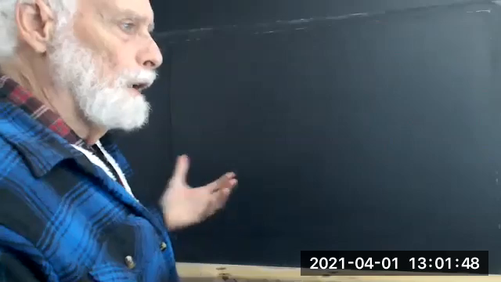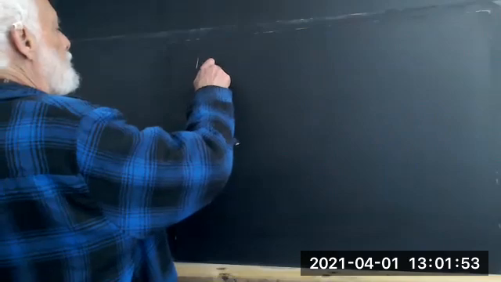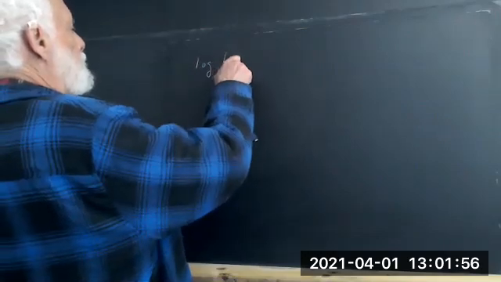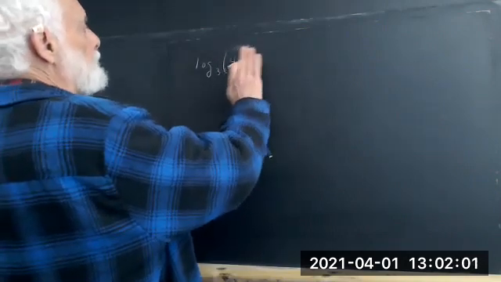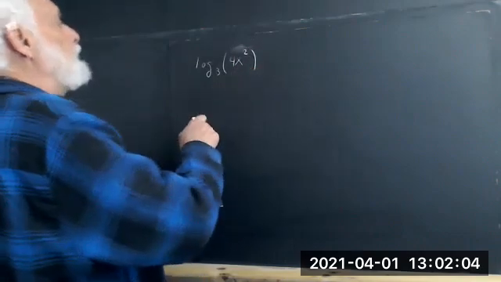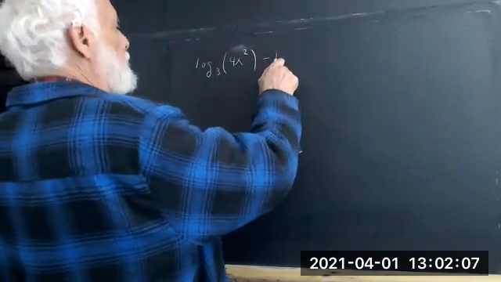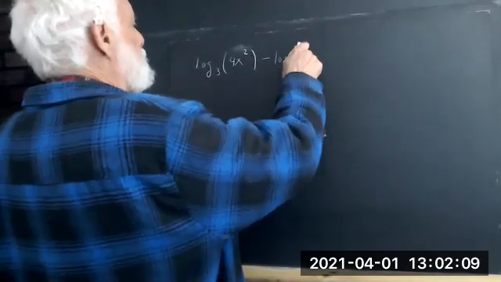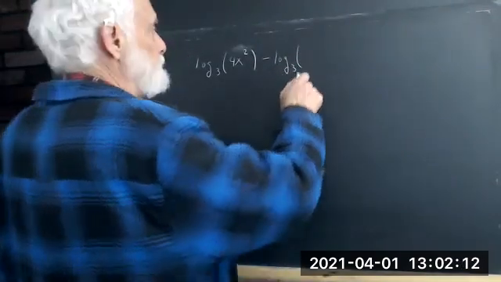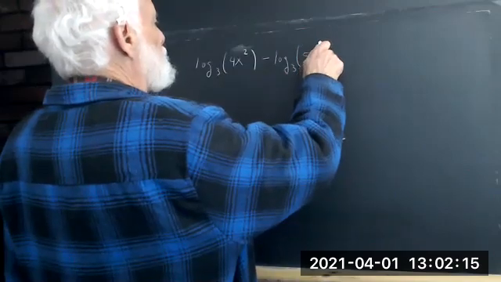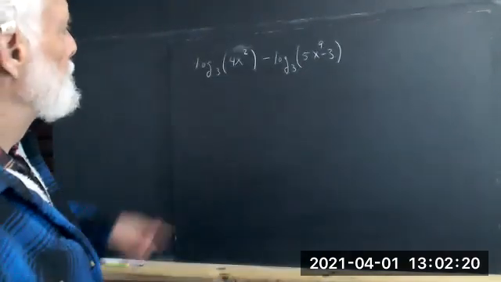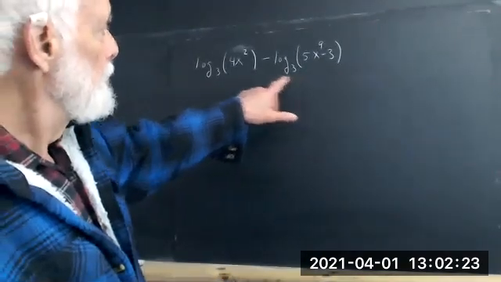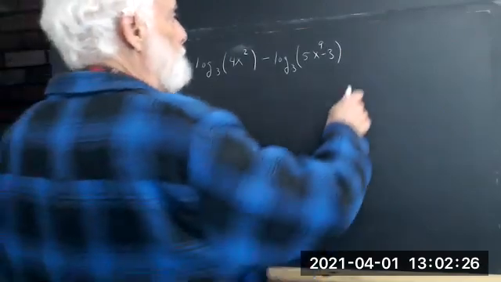So now let's just look at how you would simplify one side of a logarithmic equation. Let's say you have the log to the base 3 of 4x squared. And the square should go over here so you can see it. Minus log to the base 3 of 5x to the 9th minus 3. Okay. We can combine these expressions into a single log.